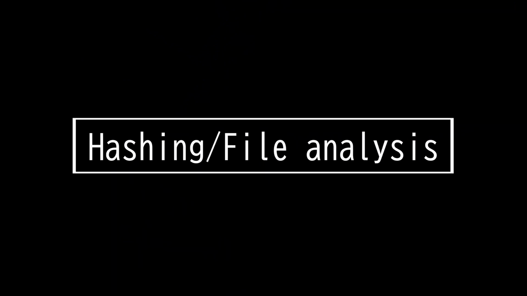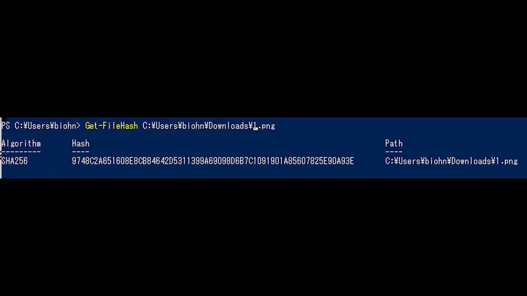This video is on hashing file analysis. Hashing is one of the most critical techniques for ensuring a file's integrity. A hashing algorithm creates a checksum, which is basically a unique fingerprint of a specific file. MD5 and SHA-256 are hashing algorithm examples that you'll come across as an analyst.